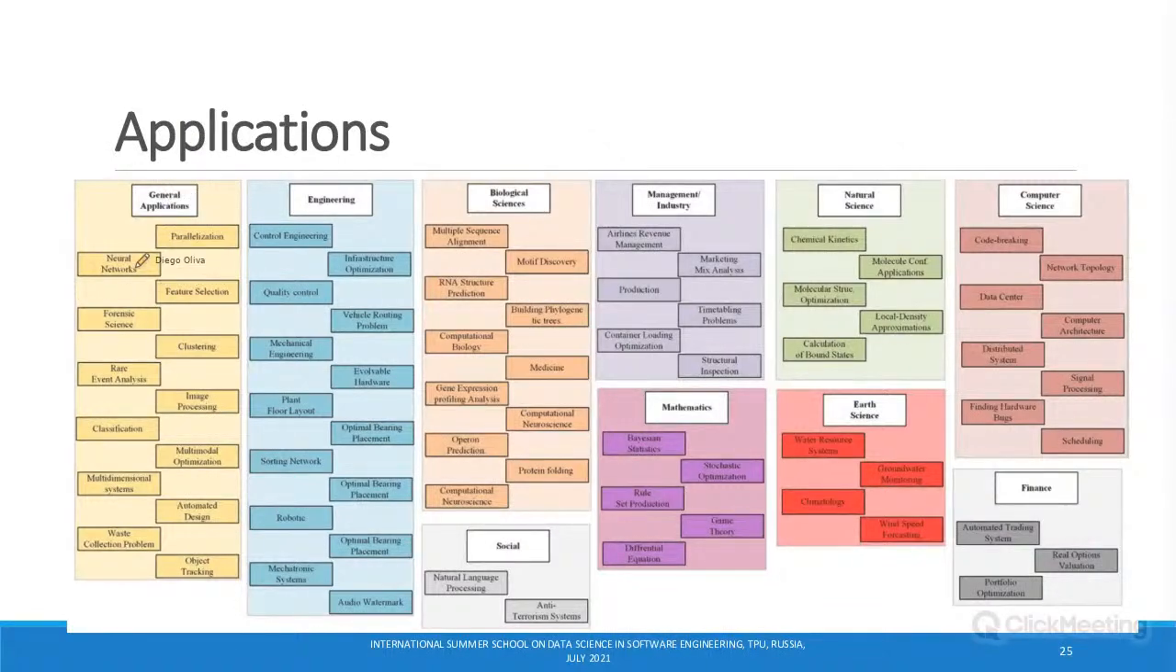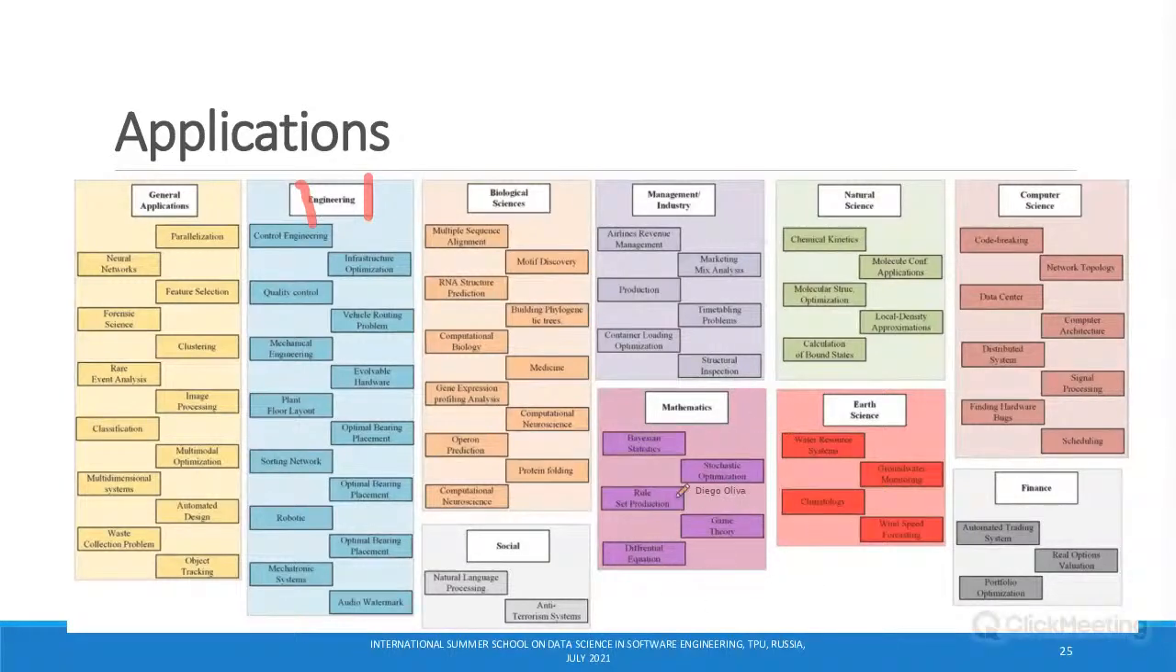Well, we have general applications such as neural networks, parallelization, clustering, feature selection, image processing, multimodal optimization, etc. And we have some engineering applications here, like control, quality control, infrastructure optimization, vehicle routing, robotics, and other different applications. In biological science, we have again different applications, like in medicine and computational biology. We have also applications in social sciences, in industry, and in management. It's very useful to optimize production, time scheduling, and other different applications.